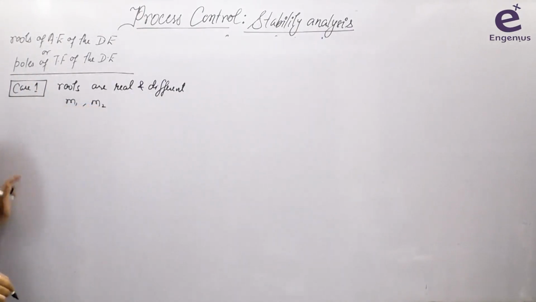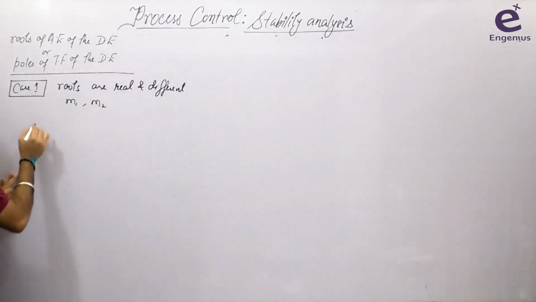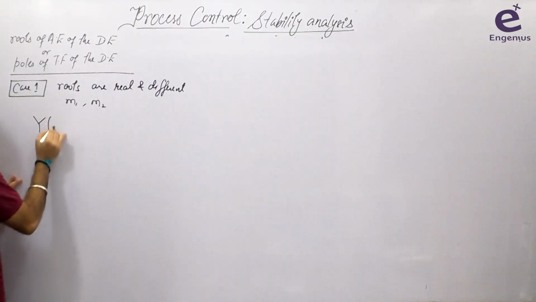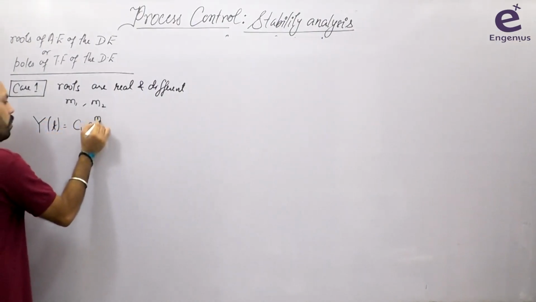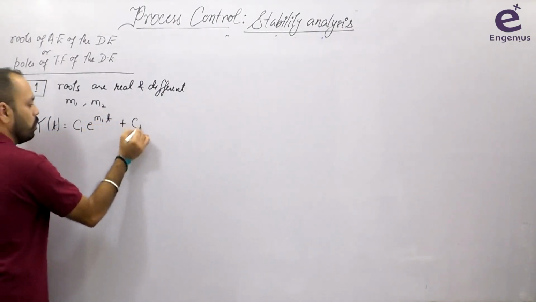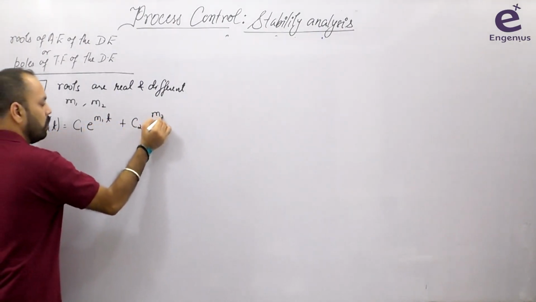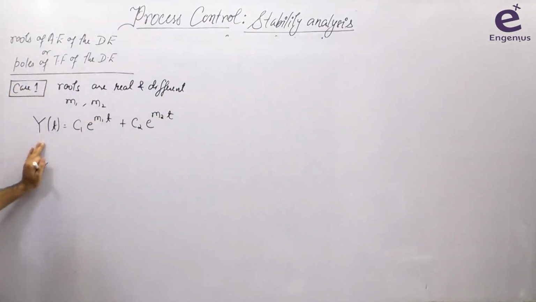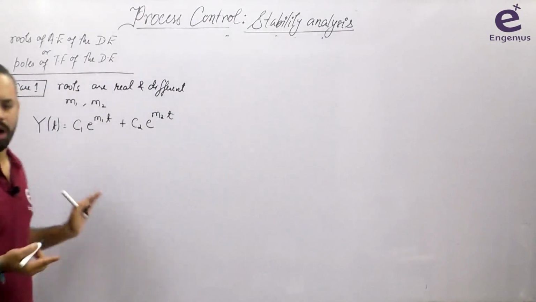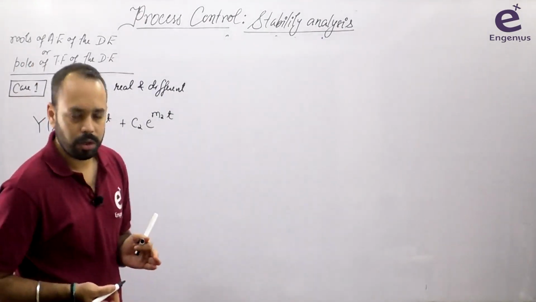Do you remember what is the solution in this case? Try to recall. If the roots are real and different, then the solution is y(t) is equal to c1 into e raised to the power m1t plus c2 into e raised to power m2t, where c1, c2 are arbitrary constants. Okay? This is the response. Now we have to find whether the response is unbounded or bounded.